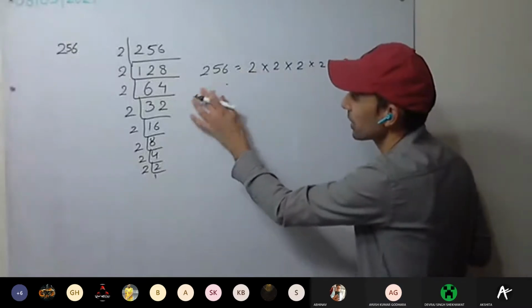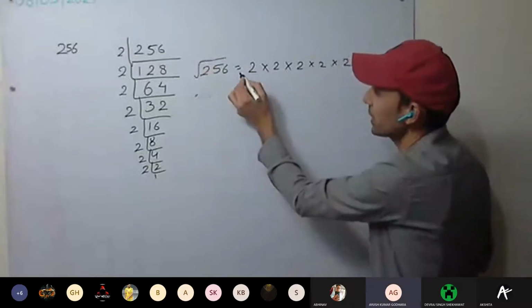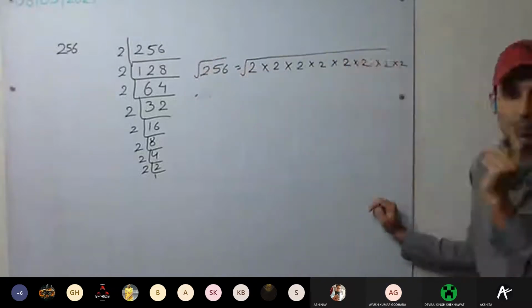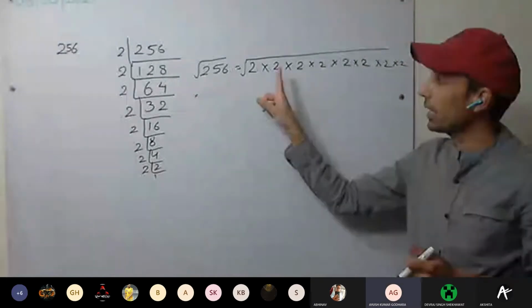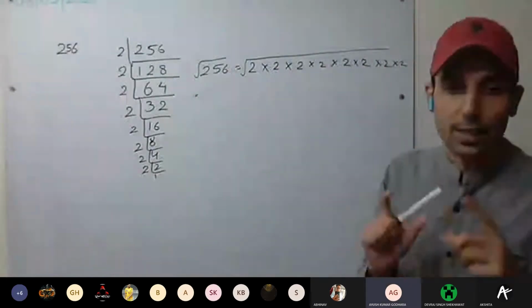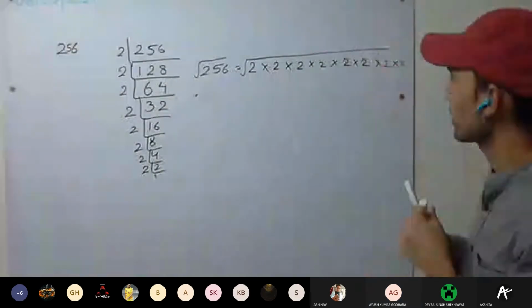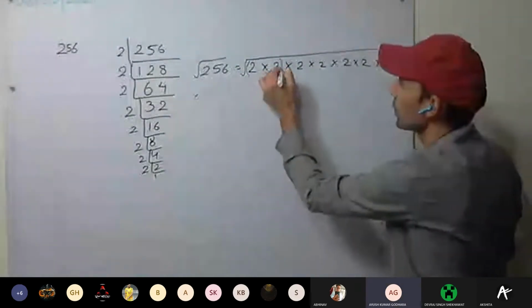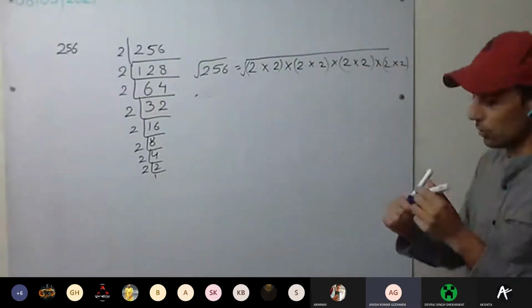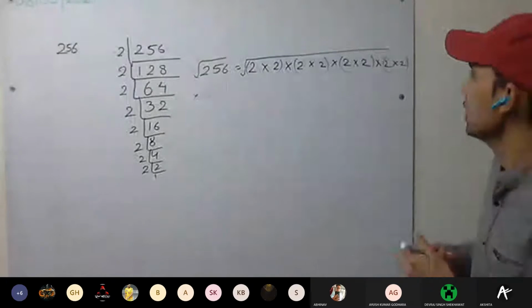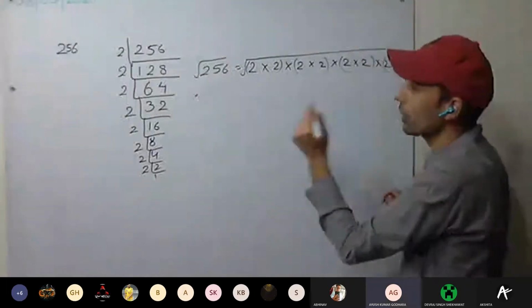If you are writing root of 256, then on both sides it has to be root. Remember this one? The equal to sign is there. If you are taking it on the left hand side, it must be there on the right too. Okay. Now make the pairs. 4 pairs. Okay. These are the pairs. No one is single now. So now from each pair we have to take one out.